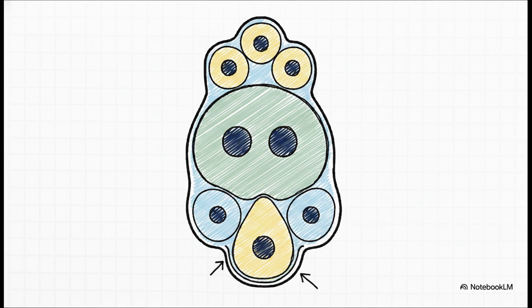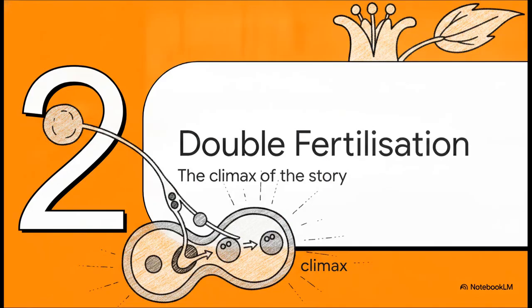The result? A highly structured, mature embryo sac that has 8 nuclei, but incredibly, only 7 distinct cells. And among these are the absolutely crucial egg cell waiting at one end and a large central cell holding 2 polar nuclei. Moving right along to Section 2, the double fertilization process.